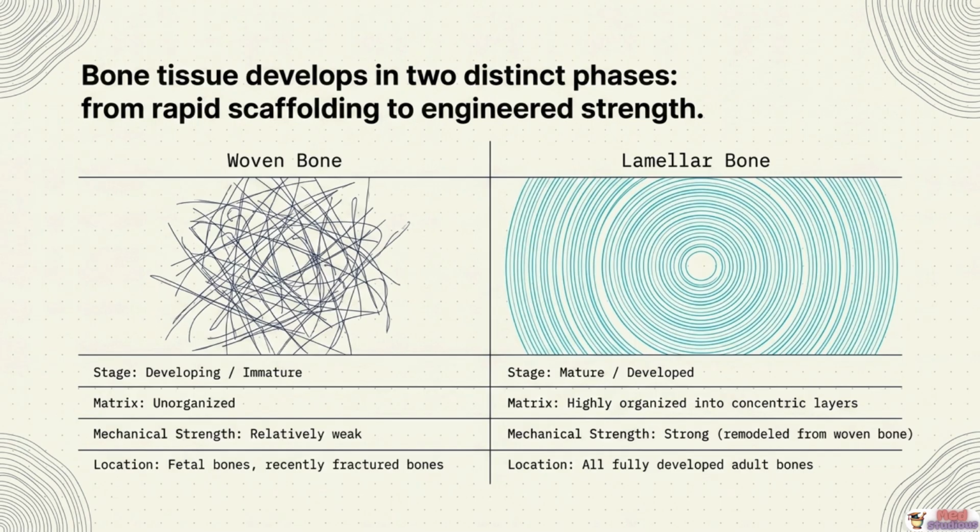Here, the collagen fibers are laid down in a highly organized pattern, arranged in parallel sheets called lamellae, with the fiber direction alternating between adjacent lamellae, much like the alternating grain in plywood. This alternating architecture provides resistance to mechanical stress from multiple directions simultaneously, making lamellar bone dramatically stronger than woven bone. Over time, typically within weeks to months after initial woven bone formation, specialized remodeling cells replace all woven bone with this organized lamellar architecture.